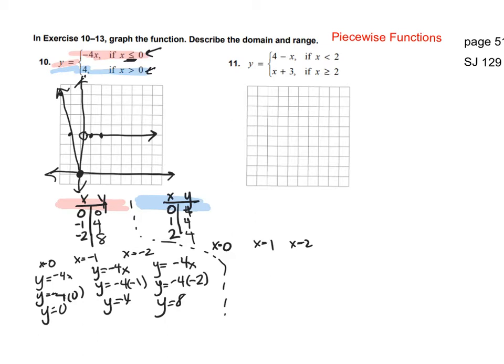Let's do the same thing for number 11. Let me do my two, use red for the top piece and use blue for the bottom piece. I'm going to make 2 charts.